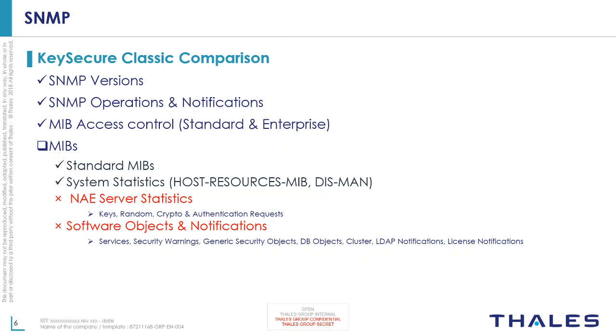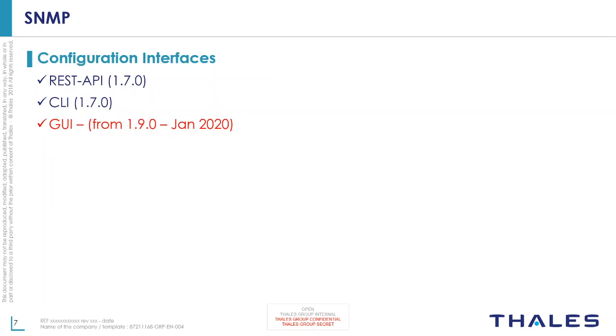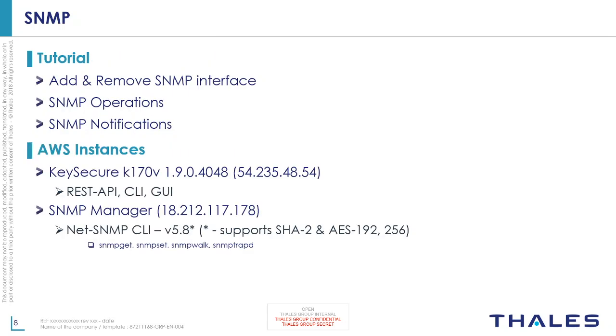However, it does not support KeySecure Classic Enterprise MIBs that define MIB objects for NAE server statistics, software objects, and notifications. SNMP configuration can be performed through REST API and CLI from version 170. Beginning version 190, GUI can be used as well. Let's move on to the tutorial.